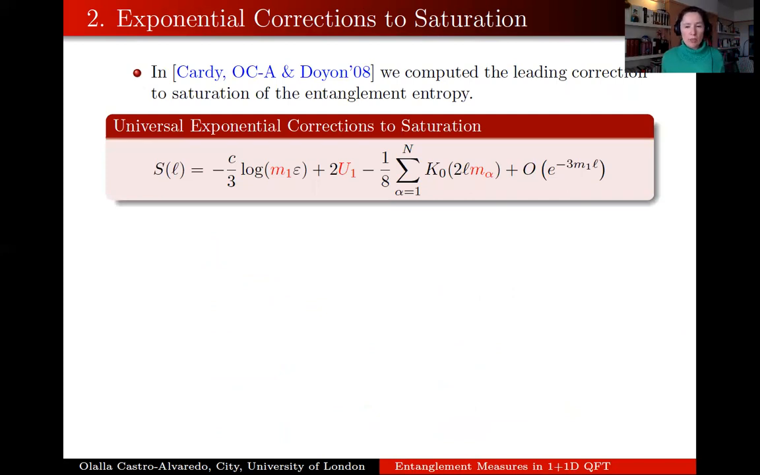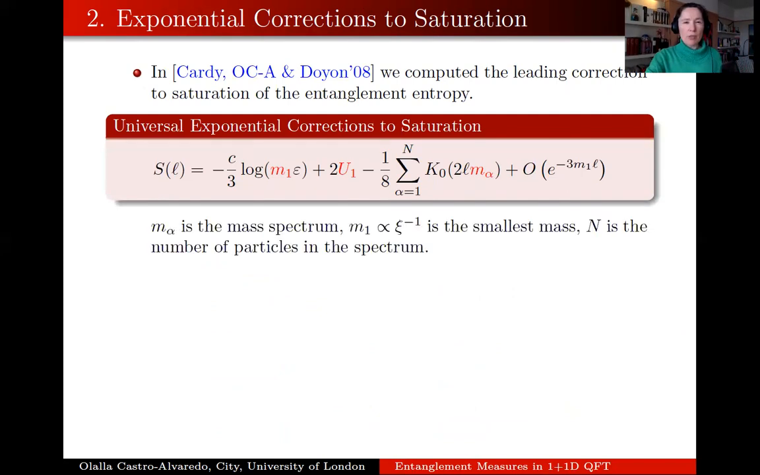I told you that this was a result that we got from branch point twist fields. And it shows that the entanglement entropy of a region of length L saturates for L very large. But if L is intermediate, not so large compared to the correlation length, it acquires corrections, which are exponentially decaying with the length of the system. And the corrections take a very specific form.